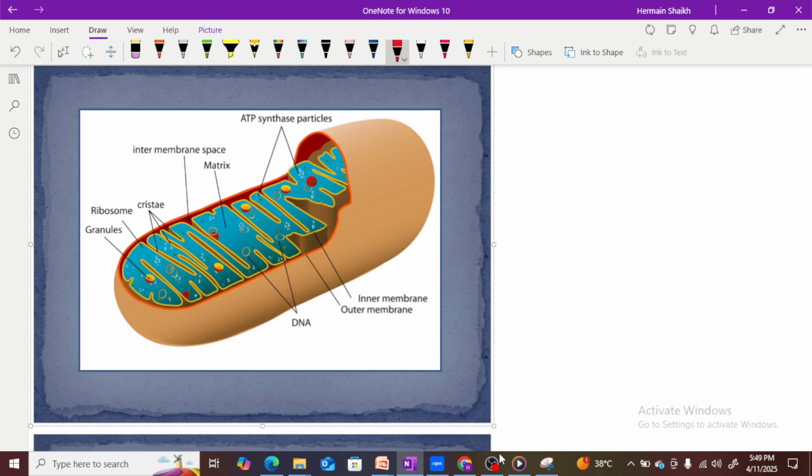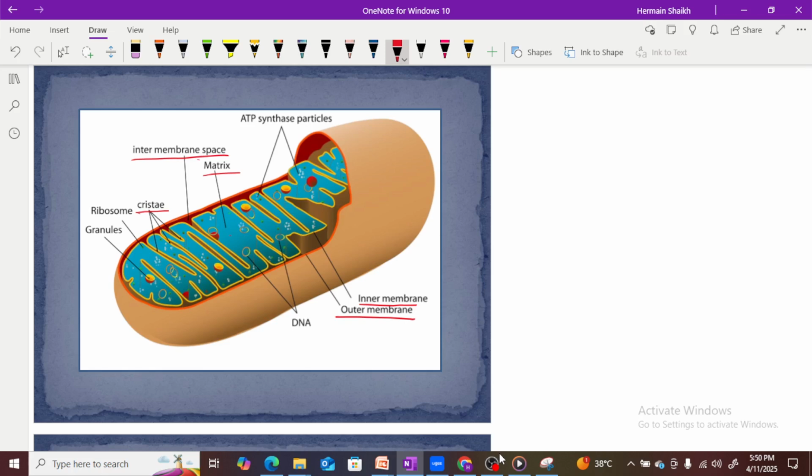Here we can see the structure of the mitochondria, which is a double layer structure. Firstly we have to see the outer membrane. This is the outer membrane, then the inner membrane, and between these membranes the space present is known as the intermembrane space. Then this inner layer is folded, which is known as the cristae. The folded structure is present inside the membrane. Under this, the matrix or fluid is present.